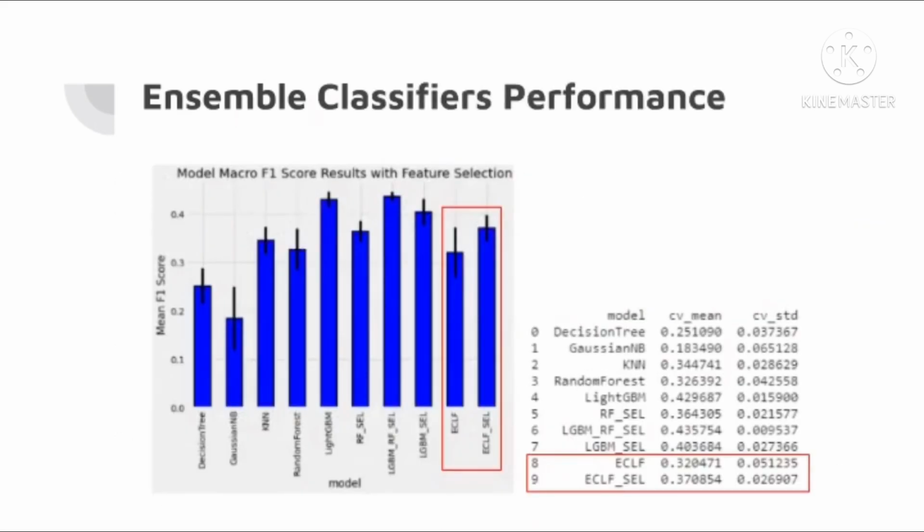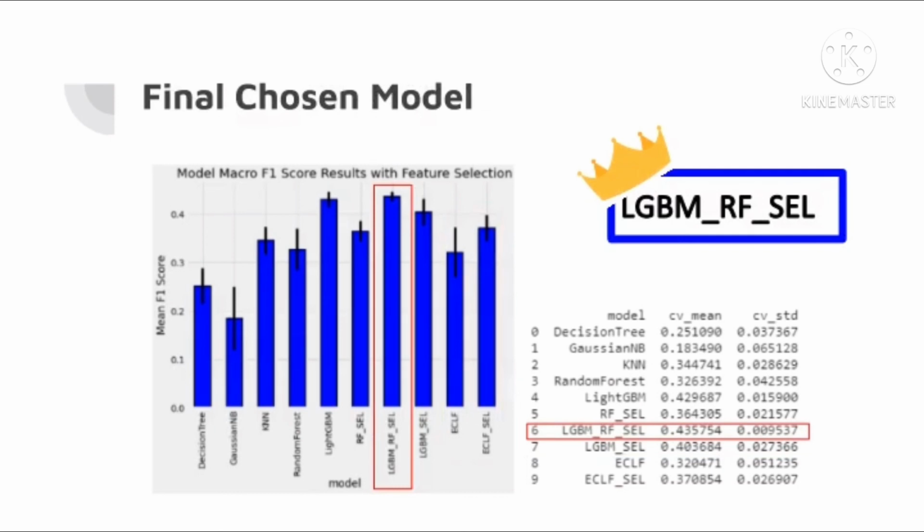Next we replot the bar chart to compare the models. We observe that the ECLF did poorer with higher standard deviation, while ECLF_cell attained a comparable score with RF_cell but is still worse off than using LGBM alone. Finally, the final model used for the competition is LGBM_RF_cell, which has the highest macro F1 mean score and lowest standard deviation.